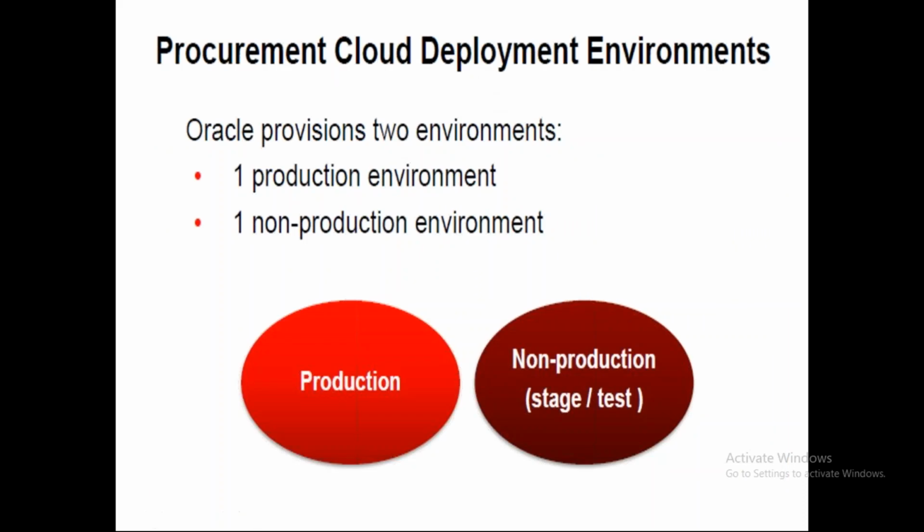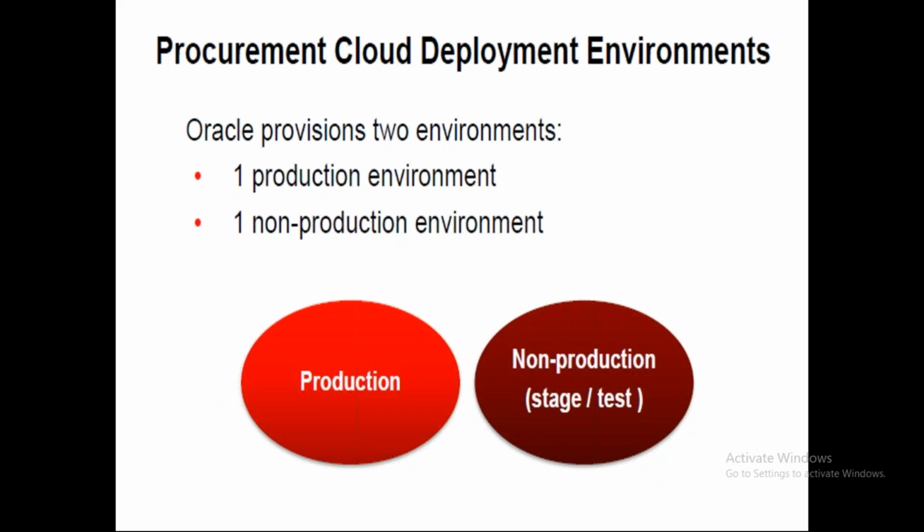So these are some of the deployment environments. For each implementation that is going on, generically you will have two instances. One is your test environment or stage environment, and the other is production. But based on the request, you can have even more instances than this, depending on your scenario. For an initial implementation, these two instances are the ones mostly used.